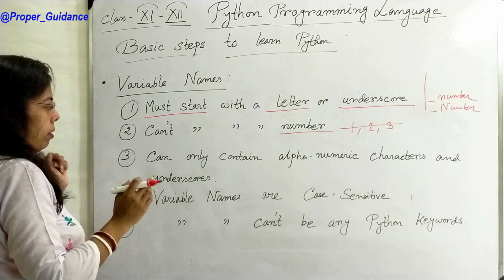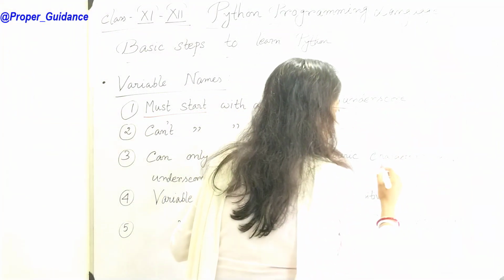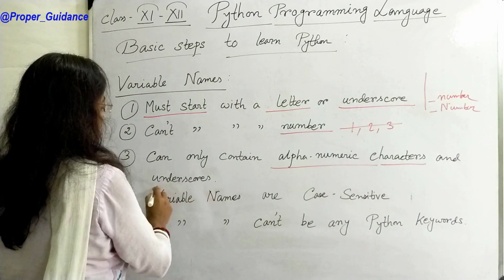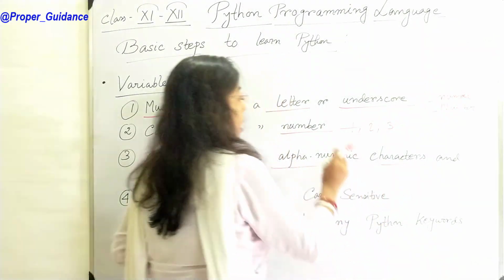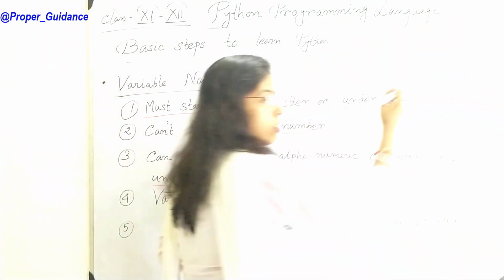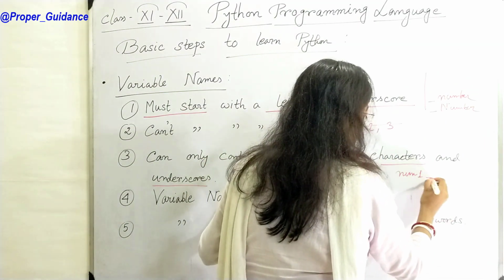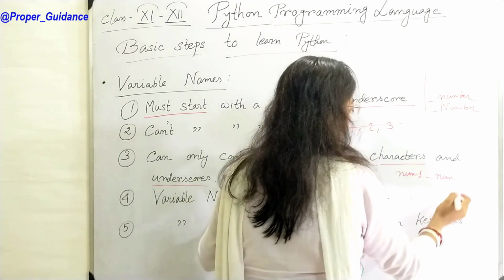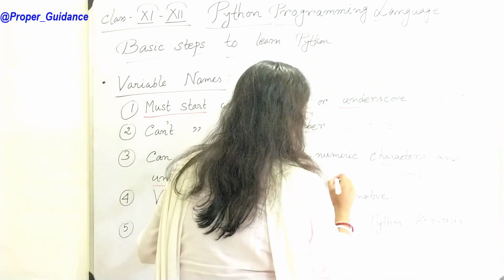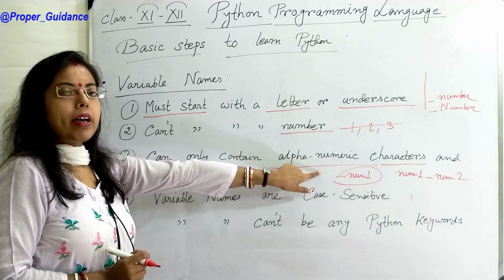Then rule number 3, a variable name can only contain alphanumeric characters and underscores. It can't start with a number, but you can write a number after some character. Suppose num1, num2, like this, okay, or you may write num1. We can consider this as a variable name also.